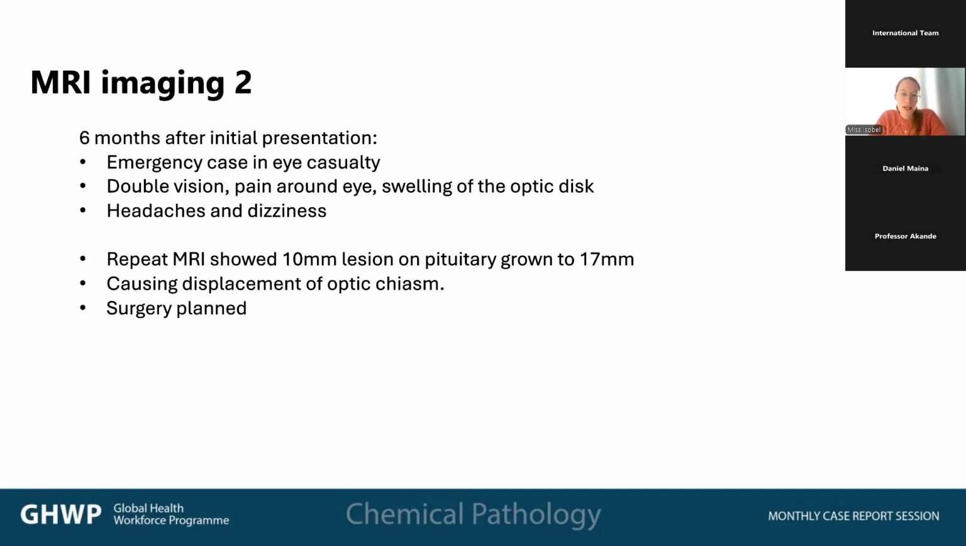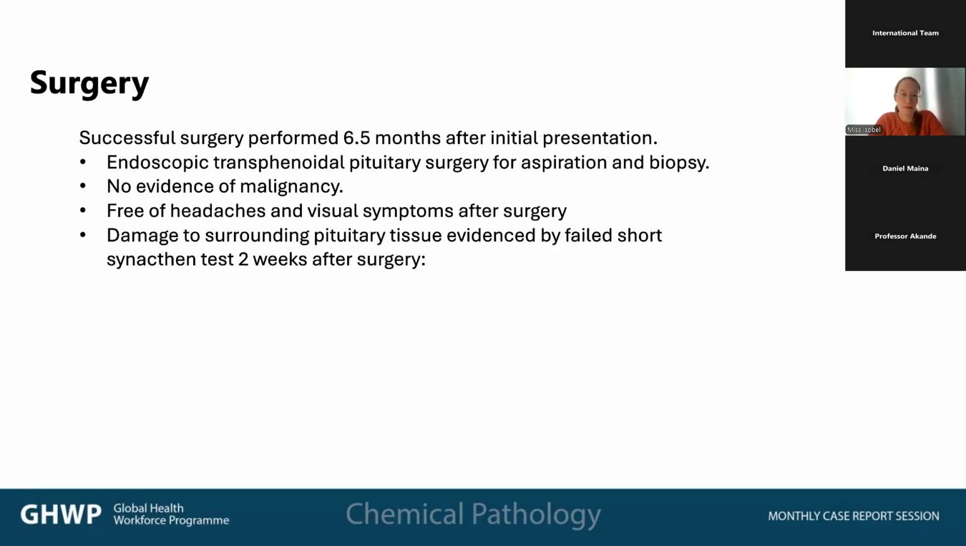So later, after the initial presentation, they carried out more MRI imaging. And this was because she came in as an emergency case in eye casualty. She had double vision, she had pain around the eyes and swelling of the optic disc, headaches and dizziness. And the MRI showed the lesion that she previously had had grown to 17 millimeters, and it was causing displacement of the optic chiasm. So surgery was planned. And the surgery was successful.